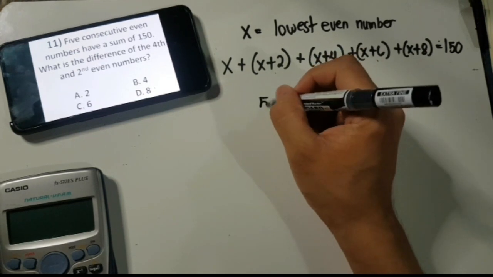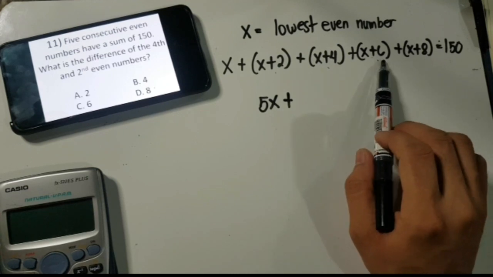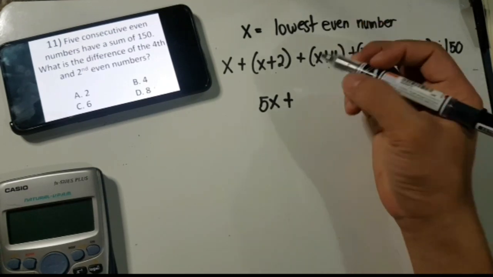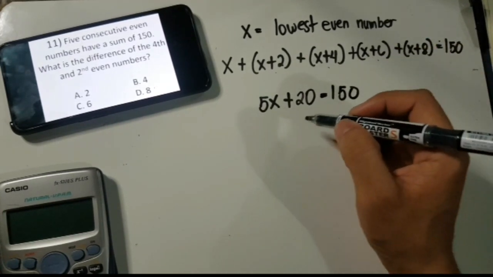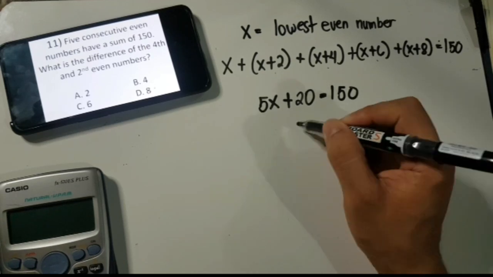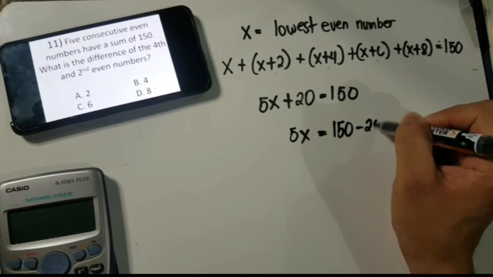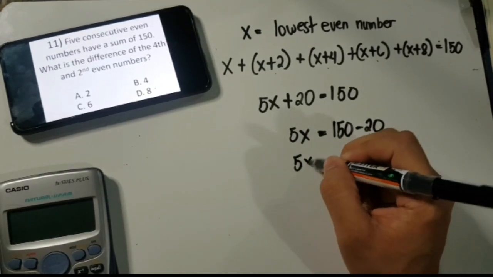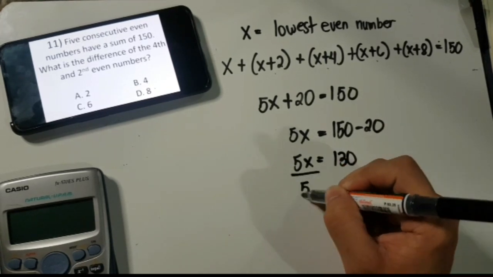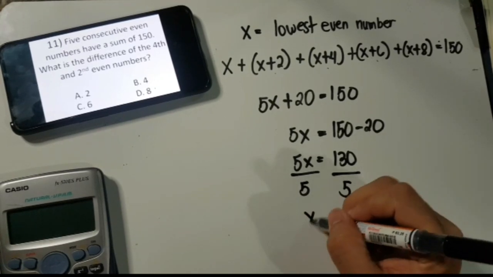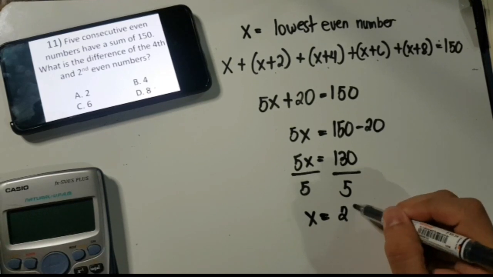So, 5x plus, so 2 plus 4 is 6 plus 6 is 12. 12 plus 8 is 20. It's equal to 150. So, to solve for the value of x, subtract 20 both sides. So, 5x, 150 minus 20. So, 5x is equal to 130. Divide both sides by 5. So, x is equal to 130 divided by 5, that is 26.